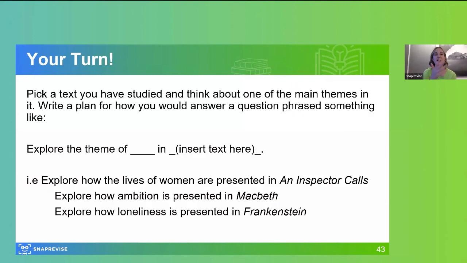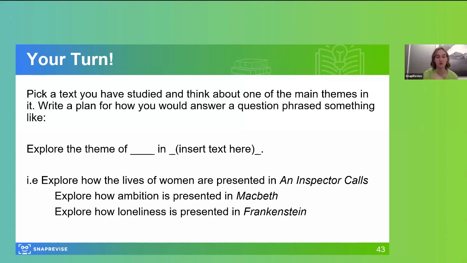So to put this into practice, because I know that you'll quite possibly have studied a multitude of different texts, as I found out when I first tried to do this with a group, I would just like you to pick a text that you are studying and then think about one of its main themes. I would then like you to write a small plan. Even if you don't get a small plan written, I would like you to come up with a line of argument or a thesis statement for an essay.